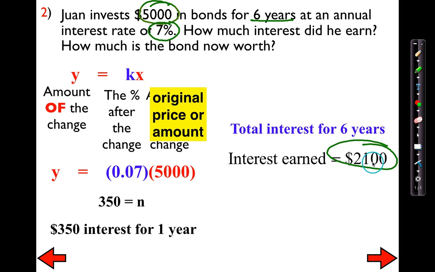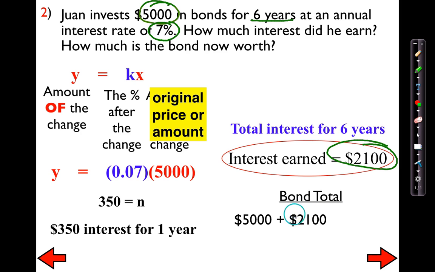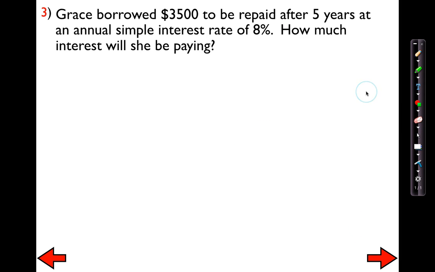But the next question is, how much is the bond now worth? Well, originally the bond was $5,000, but with the interest of $2,100, the bond is now currently worth $7,100. Number 3, why don't you go ahead and pause the video and try this one by yourself.